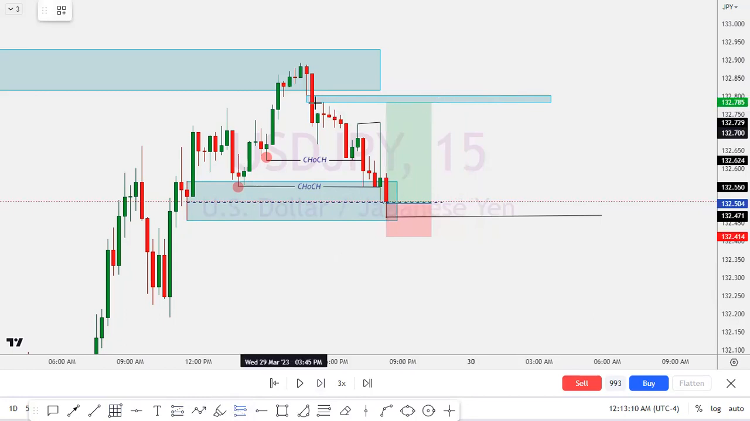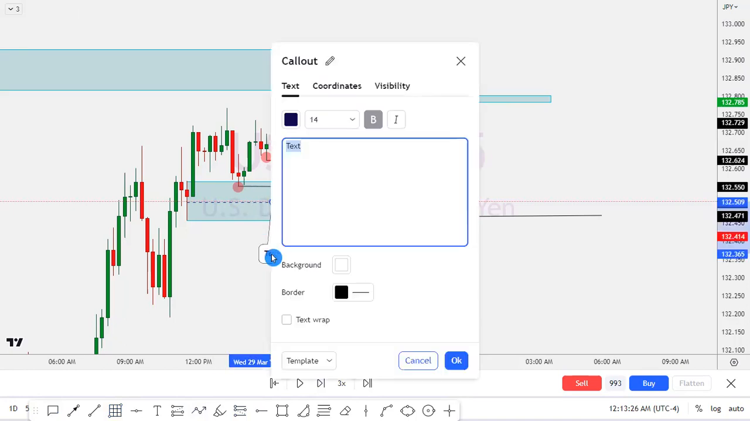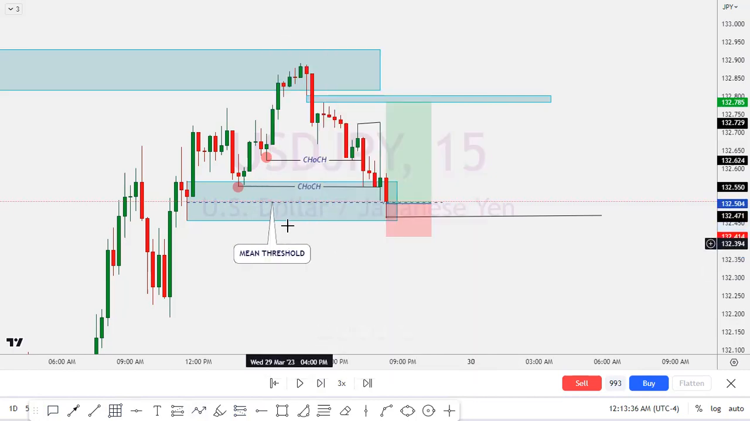from 50% of this fair value gap, which is what we call consequent encroachment. So the 50% of the order block is what we call the mini threshold. Okay, so this is the mini threshold. It's a mini threshold, and the 50% of the fair value gap, let me draw it, 50% of the fair value gap there.